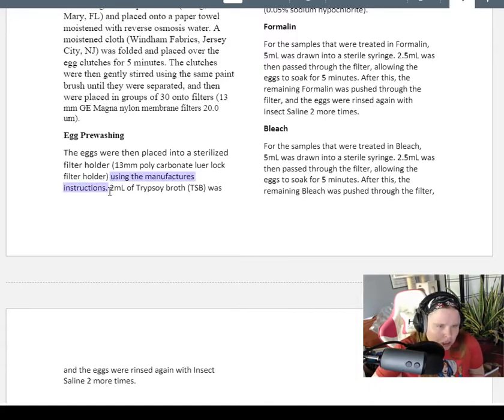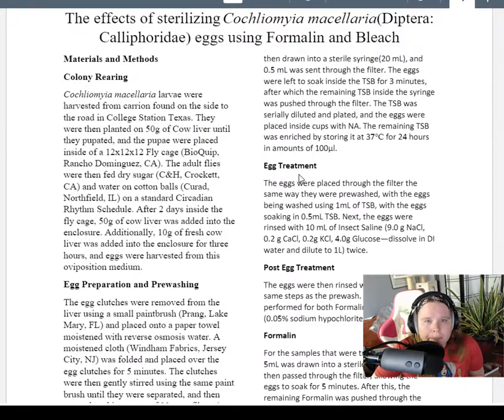Using the manufacturer instructions. Great. So this is another reason why you need to put the manufacturer, city, state there. If they need to know what those manufacturer instructions are, they should be able to go look them up if they have the manufacturer, the city, and the state. Done. Okay, 2 milliliters of trip soy broth. Great job defining trip soy broth, TSB. That's the way you do it. Into a sterile syringe. Again, manufacturer, city, state here.